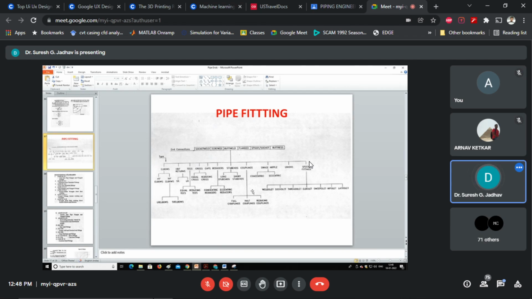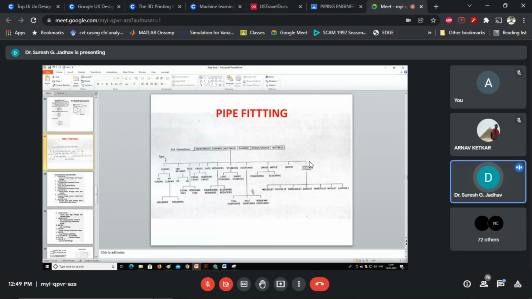Here we call the short radius or long radius elbow, that is SR or LR. We can consider short radius or long radius elbows, or we can read 45-degree elbows or 90-degree elbows. Now next, 180-degree returns. That is short radius and long radius. And third is tees. Here equal tees and reducing tees, and cross. There are two kinds of cross. One is equal cross, another is reducing cross.